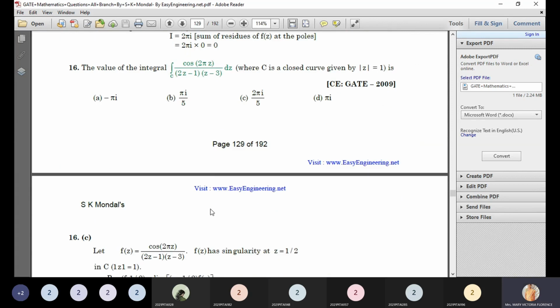Now, the next one. The value of the integral of cos 2 pi z by (2z minus 1)(z minus 3) dz, where C is a closed curve given by mod z equal to 1. The options are: A, minus pi i. B, pi i by 5. C, 2 pi i by 5. D, pi i.